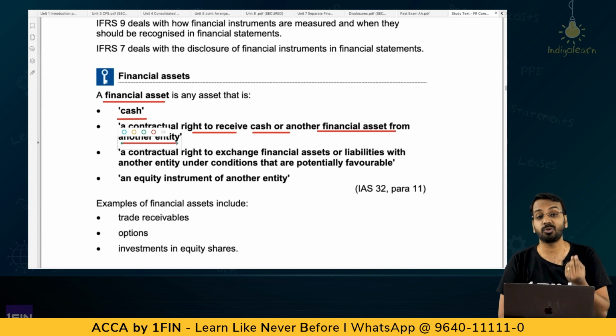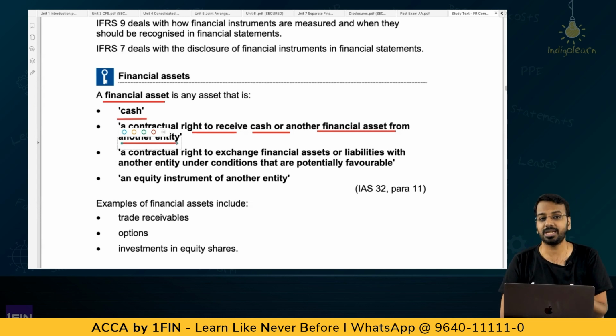If I have a right to receive, and it has to arise out of contract. If I have a contractual right to receive cash, or any other financial asset from another entity. So as I told you, trade receivable. What will the trade receivable give me? Trade receivable will give me cash. I have a contractual right to receive cash. So it's a financial asset.